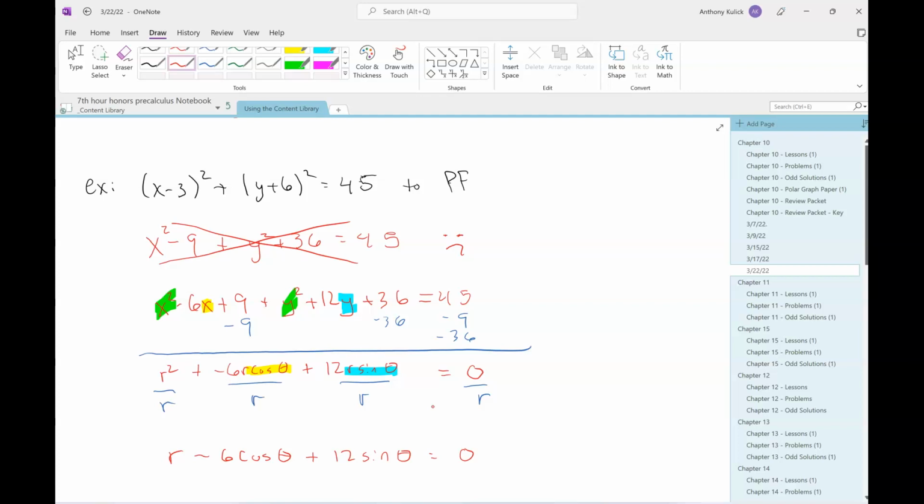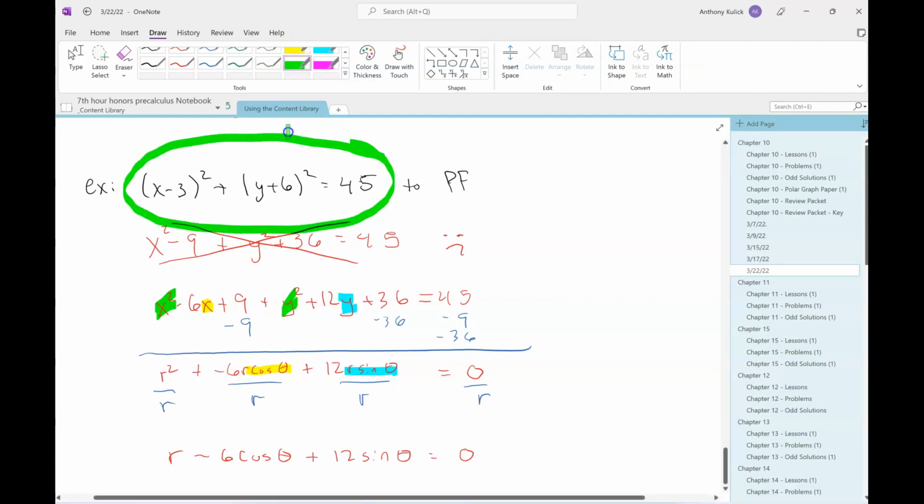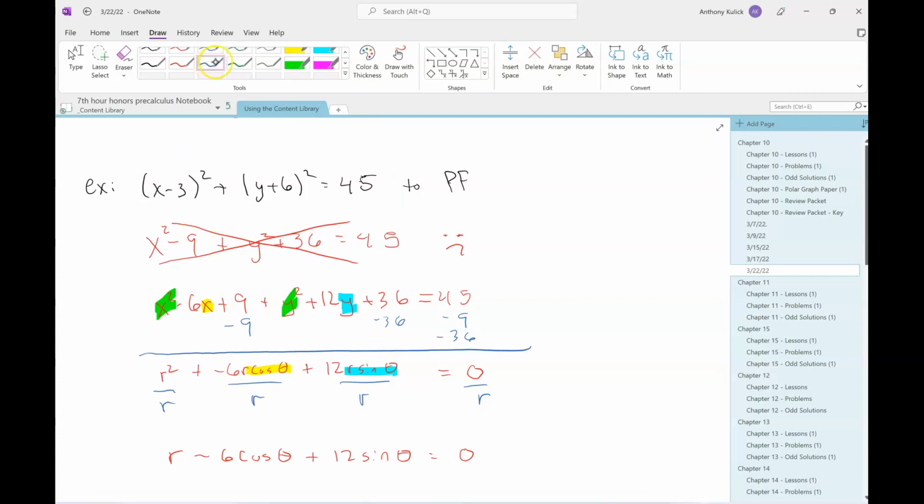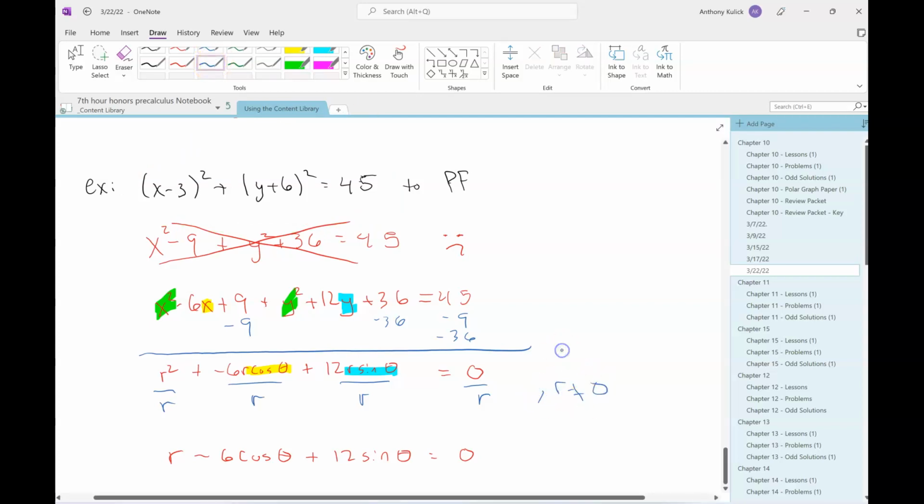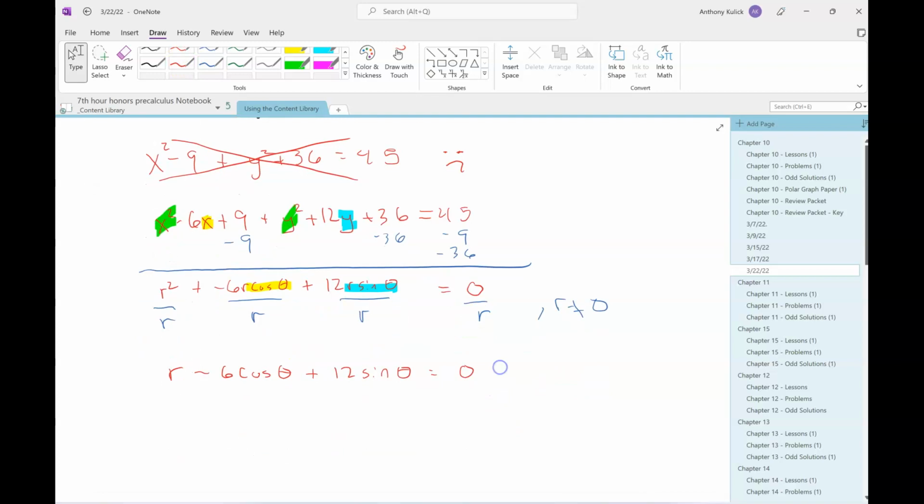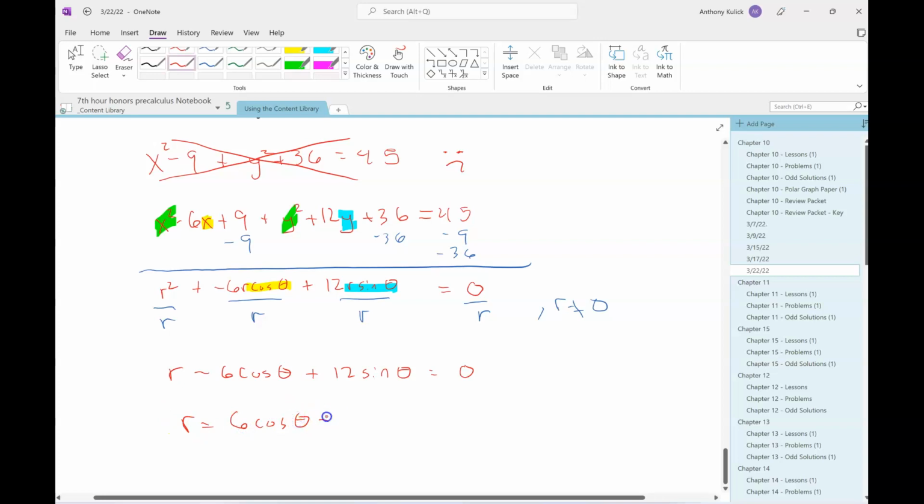Now, r has got to be related to the radius of this circle, right? So can that be 0? No. So we're okay. We know r is non-zero, which is great. So we can divide by it, and there's no problem. So all we have to do then is just get the r by itself, which is trivially easy. And we're done.